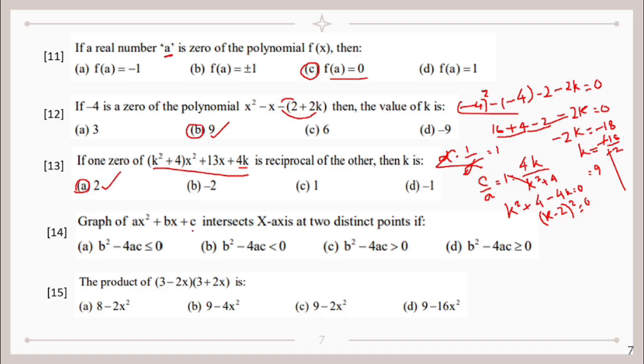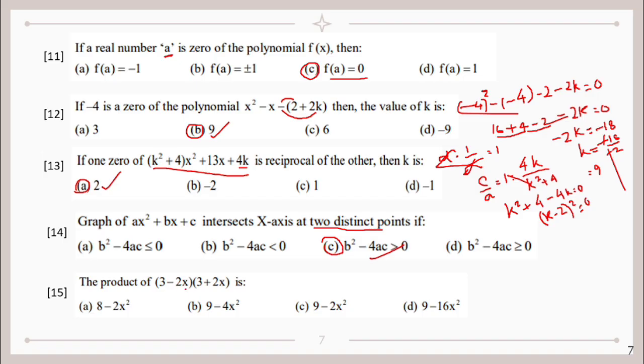Now, graph of ax square plus bx plus c intersects the x-axis at two distinct points. Two distinct points means real unequal zeros, where the discriminant b square minus 4ac is greater than 0. If it is real and equal zeros, then b square minus 4ac is equal to 0. If b square minus 4ac is less than 0, it has imaginary zeros. So option C is the right answer.